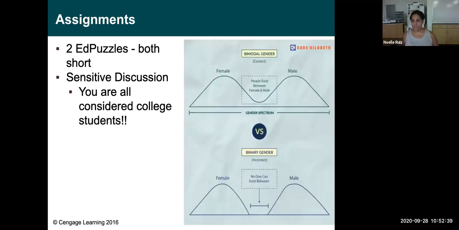All right, your assignments this week. There are actually two Edpuzzles. They're both really short. I couldn't find one with fertilization and embryonic development in one, so I just did two of them. One's 5 minutes and the other's 9 minutes, I think. And then you have a discussion. The discussion is pretty sensitive. It's about gender and sports.